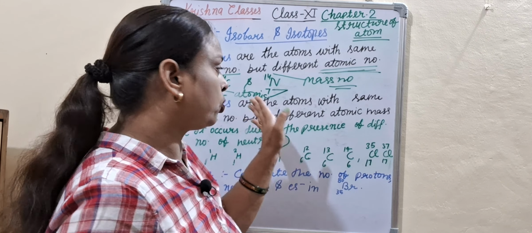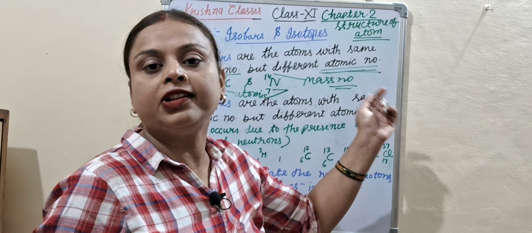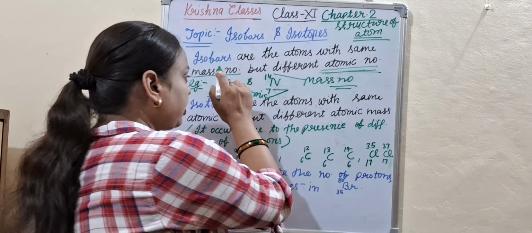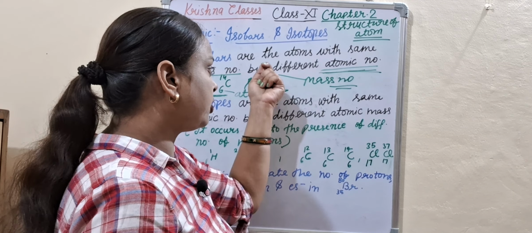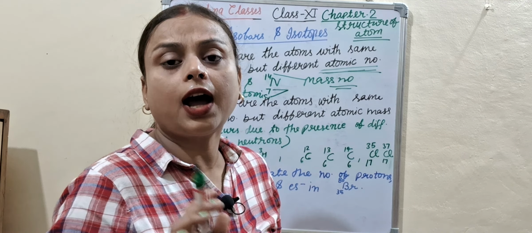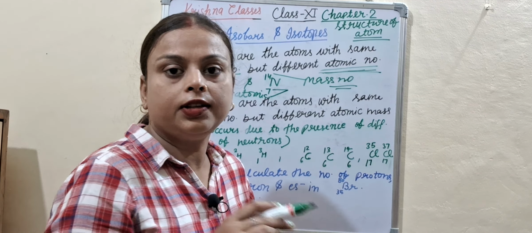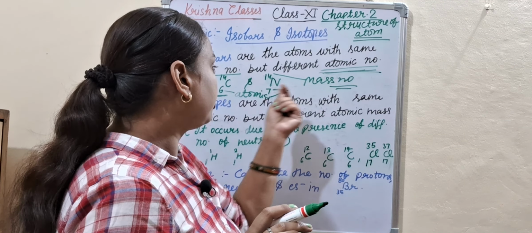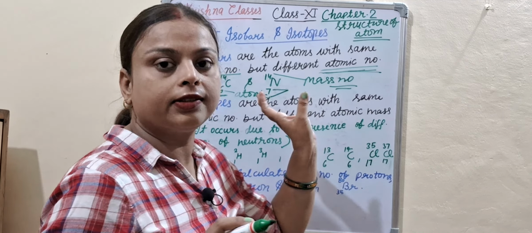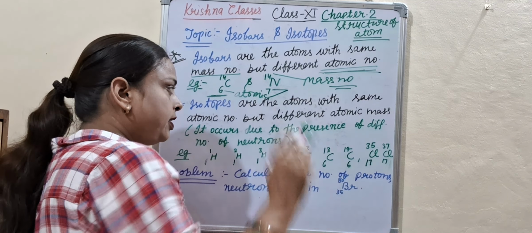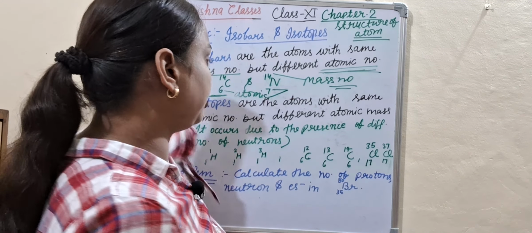So this is the isobar. 6 carbon 14 and 7 nitrogen 14 both are isobars, because here the mass number is the same, the mass number is identical.